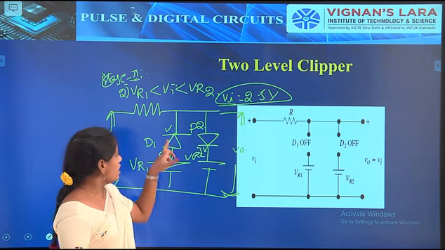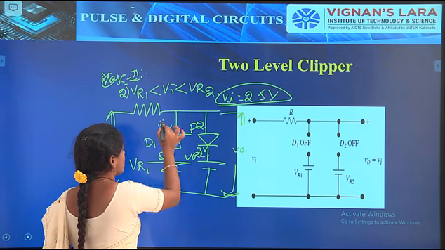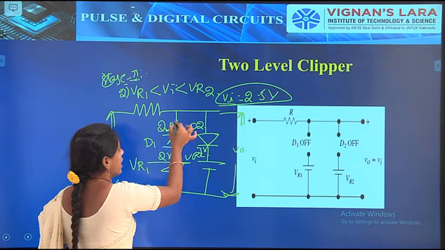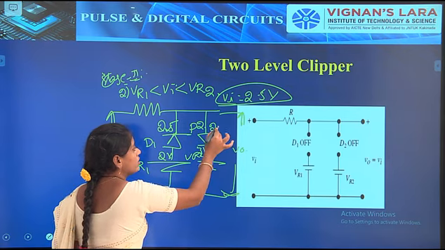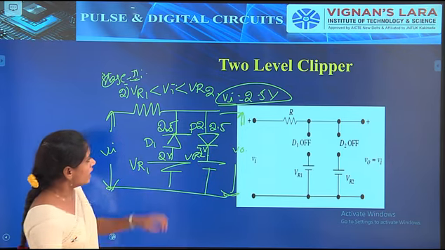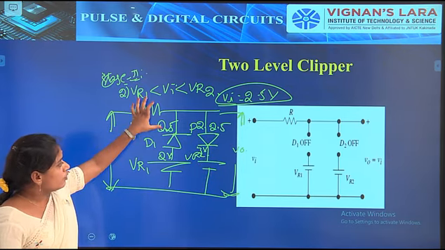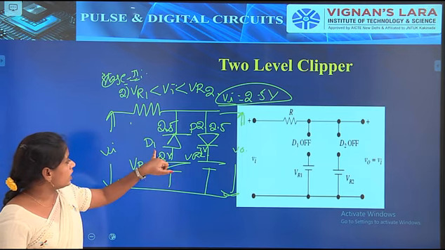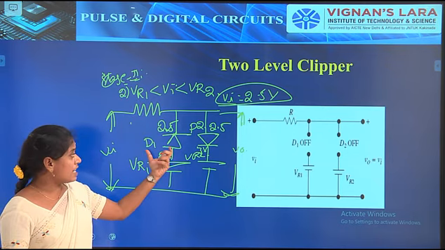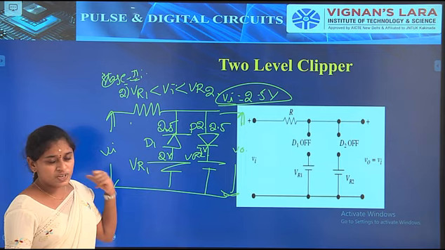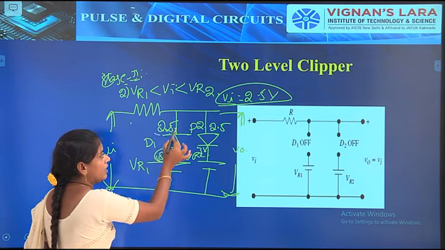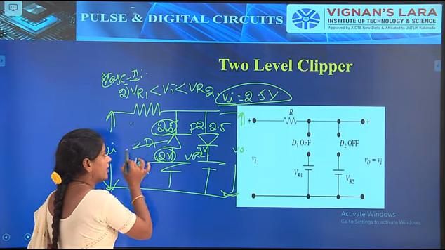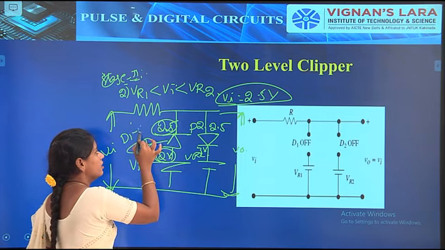So this 2.5 volts is applied to the cathode of diode D1 and anode of diode D2. Then we check the condition. When the diode is on, VA is greater than VK. It does not satisfy the principle. Why? Because here the anode voltage is less than the cathode voltage. So that's why diode D1 becomes off condition.